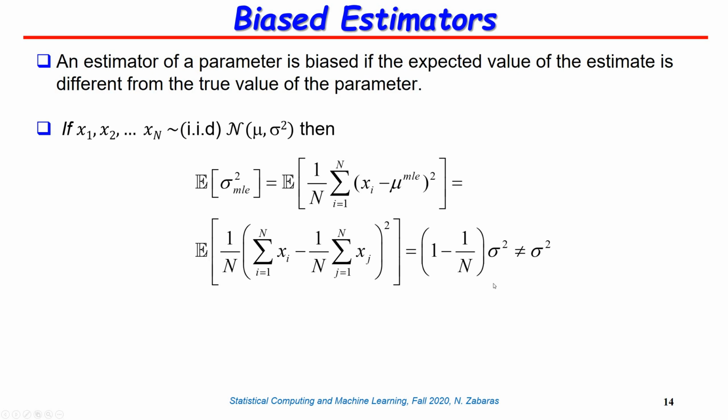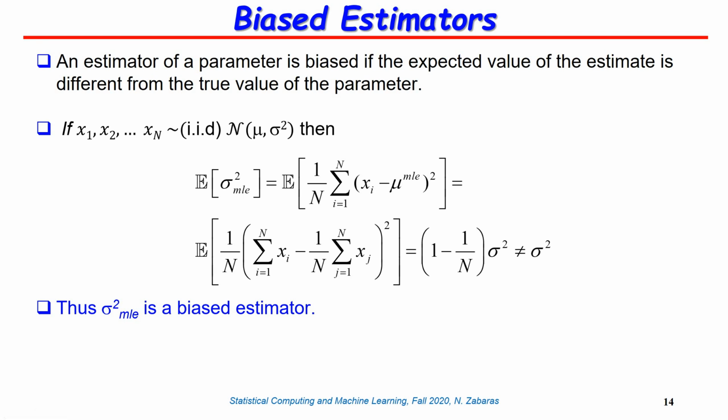So if you finish the expectation, I'm going to tell you what you need to complete this properly. You do get that the expectation of the MLE estimate of sigma square is (1 minus 1 over n) sigma square. So it doesn't come out equal to the true variance of the Gaussian, which means that the MLE estimate for the variance is a biased estimator.